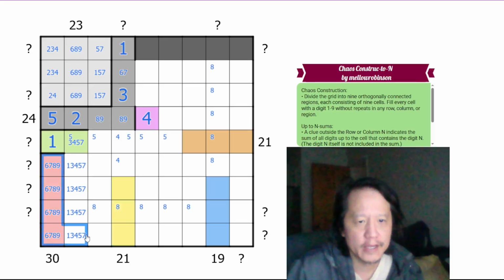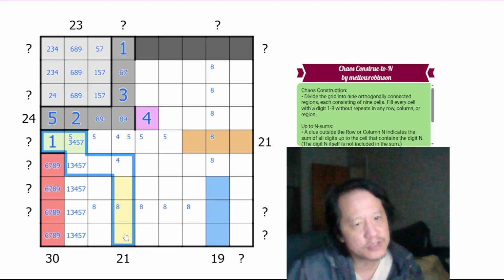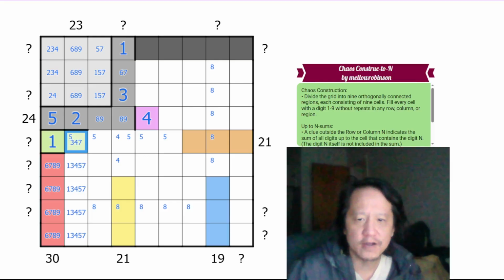So red is blocked here. Green has to get out somewhere. I guess it could be part of yellow, technically. So 5 cannot be here, because this is up until 5. This can't be 5 because of the 1, 5, 7 triplet, so this must be green. Interesting.